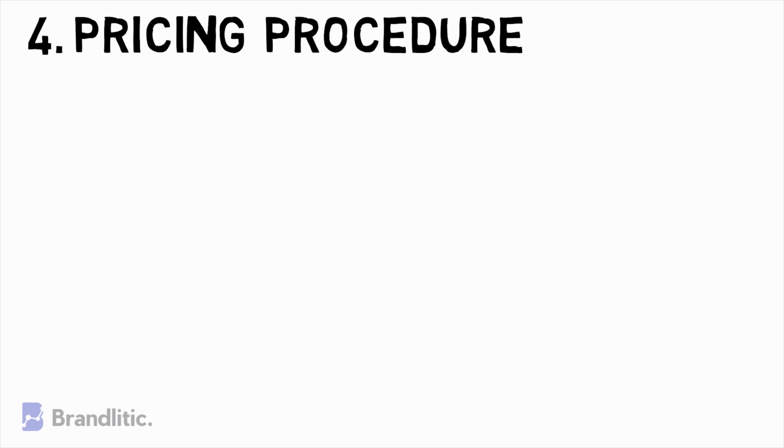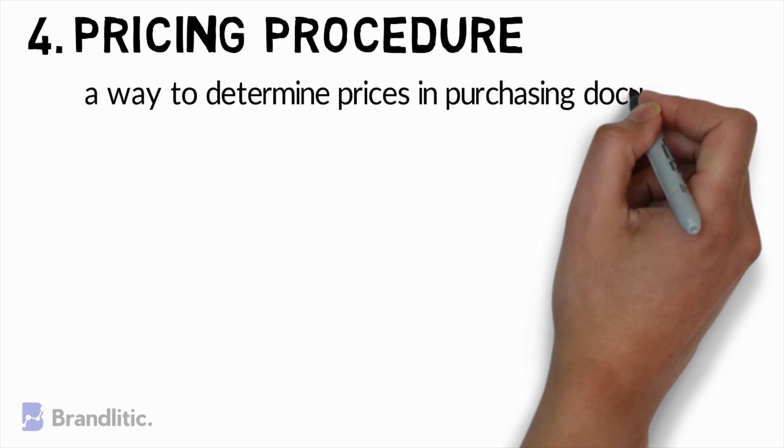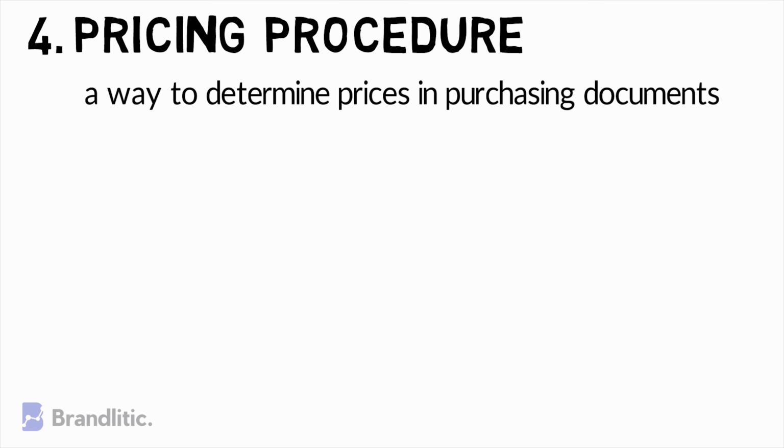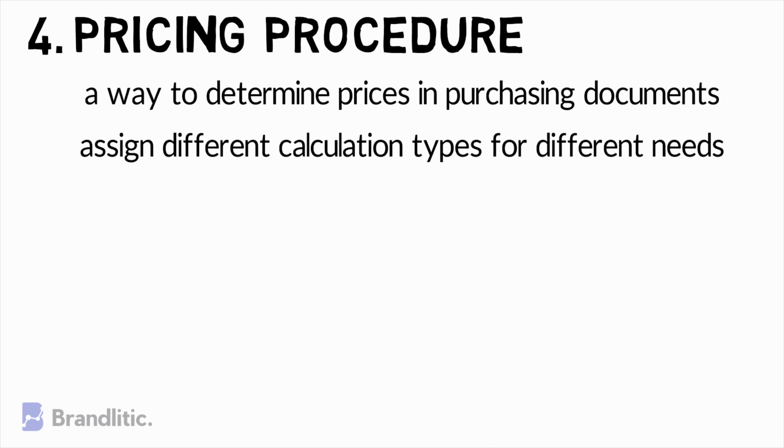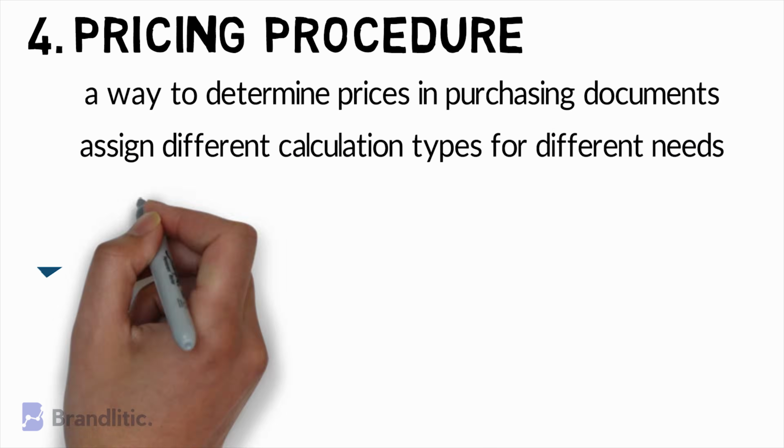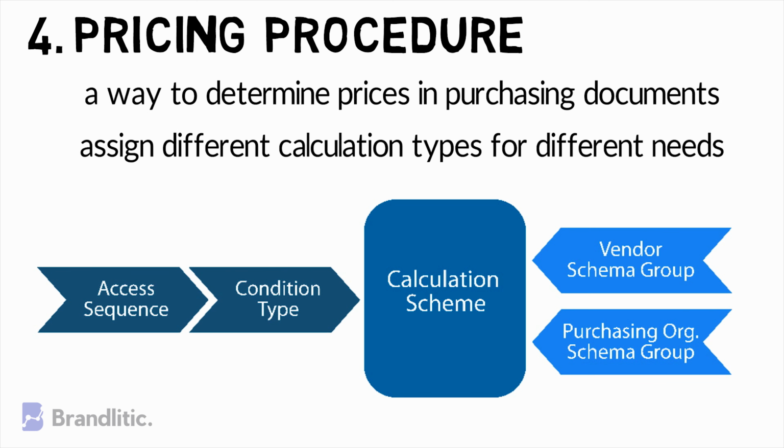Pricing procedure. Now, pricing procedure in MM module is a way to determine prices in a purchasing document. It gives us functionality to assign different calculation types for different needs. Now, defining a pricing procedure can be done by creating an access sequence and assigning it to condition types. Access sequence tells the system where to look for a condition value. Here is a diagram to help you out.